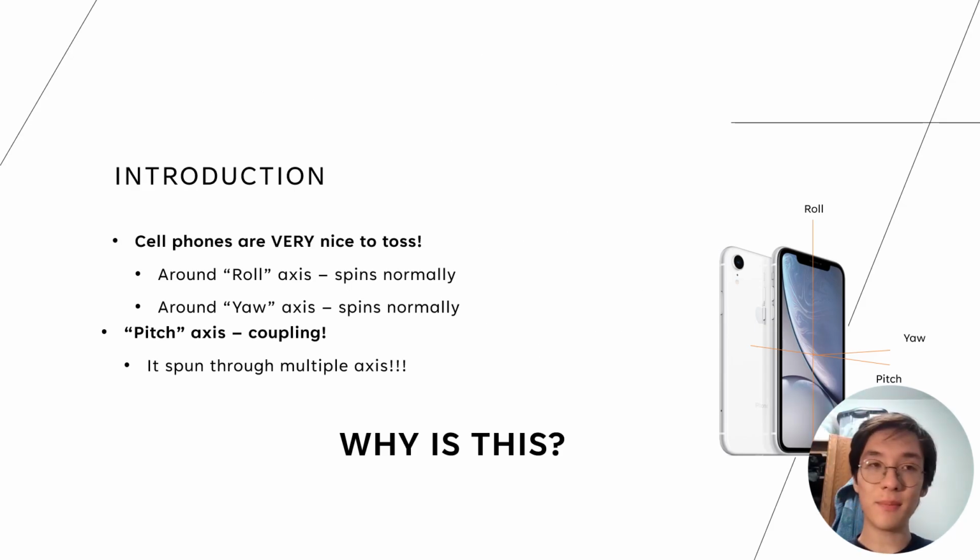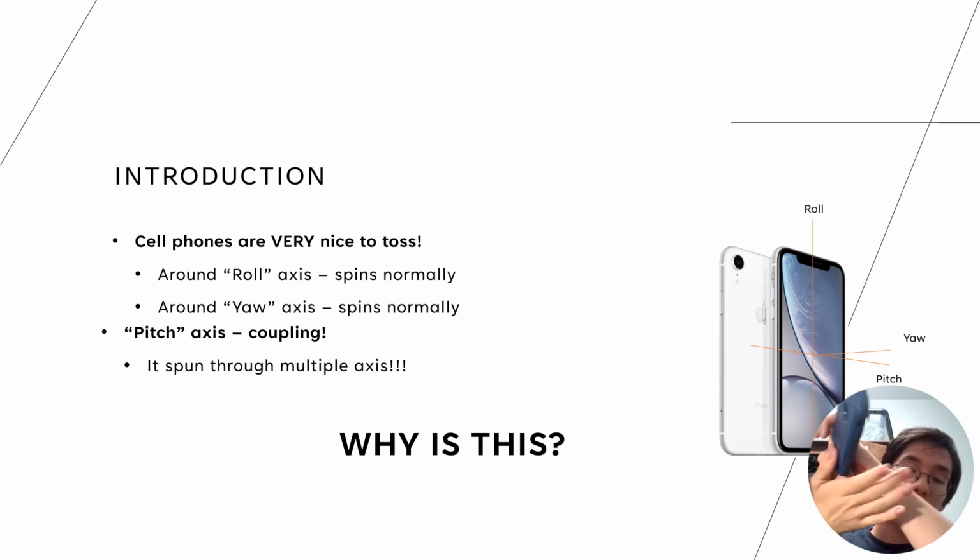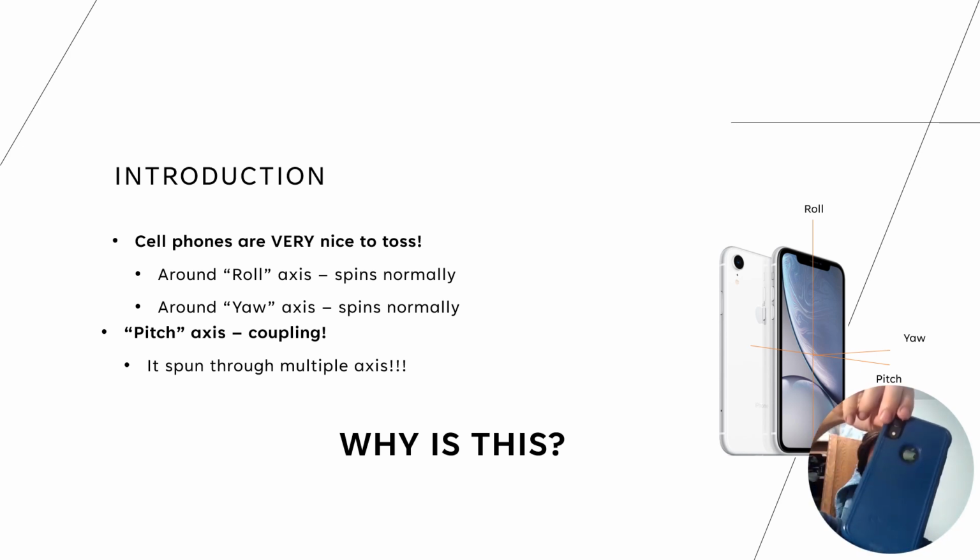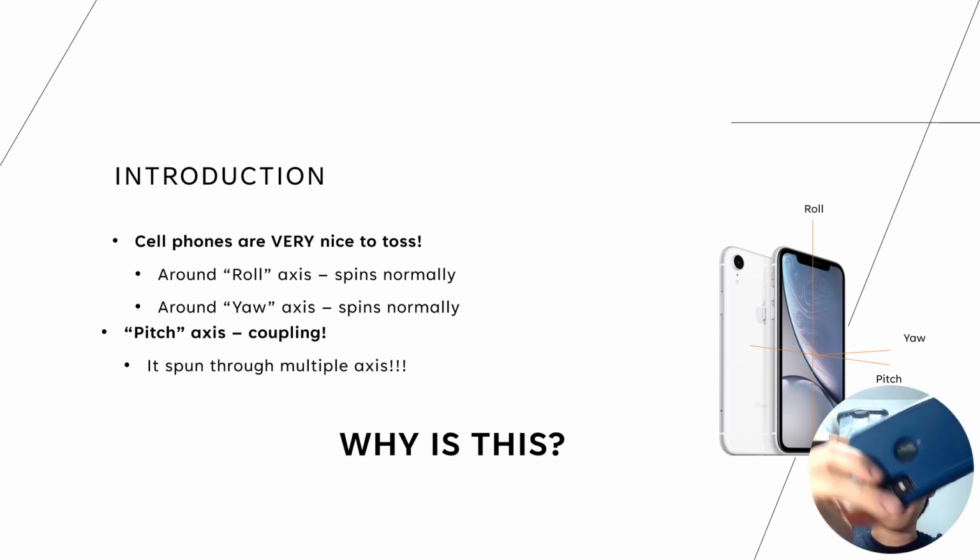Whenever I'm at home, whenever I'm doing whatever, I like to play with my cell phone. It's very nice to toss, it has a very nice case, it's very impact resistant. Whenever I toss my phone around, I start by rolling it, by rotating it around this axis. And when I do so, the phone simply spins in this axis all the way through the toss until I catch it again. Then I take my phone like this and I spin it like this.